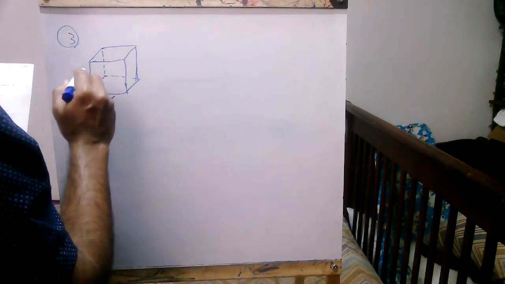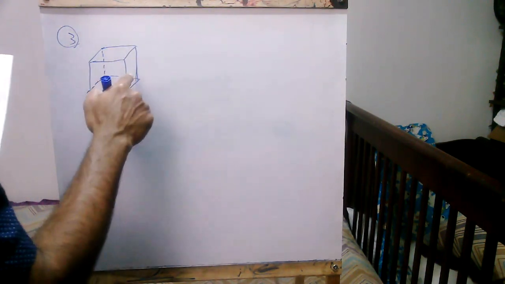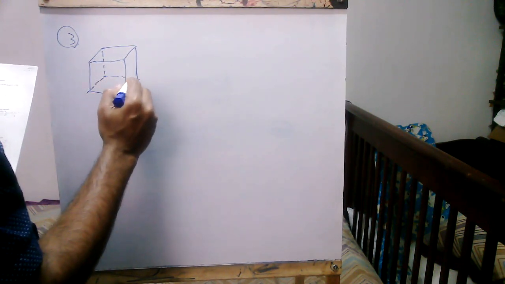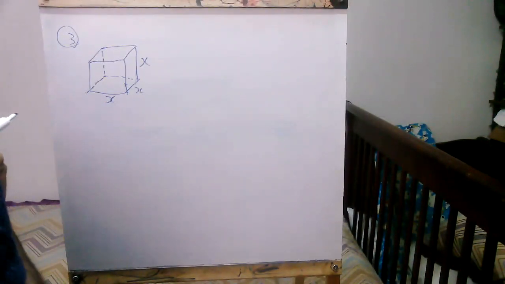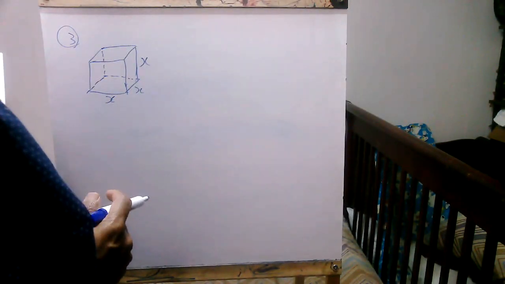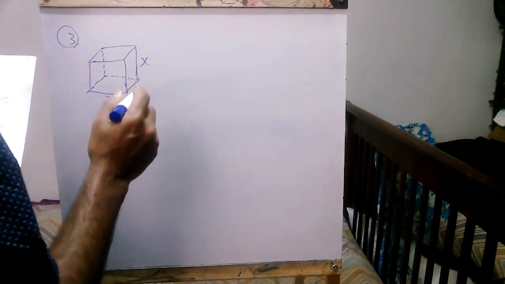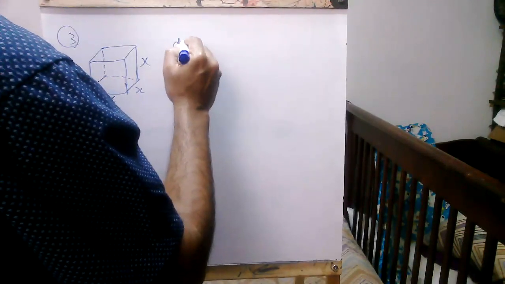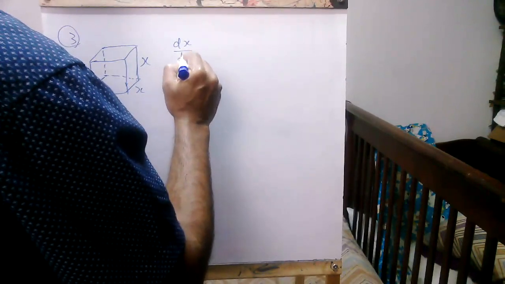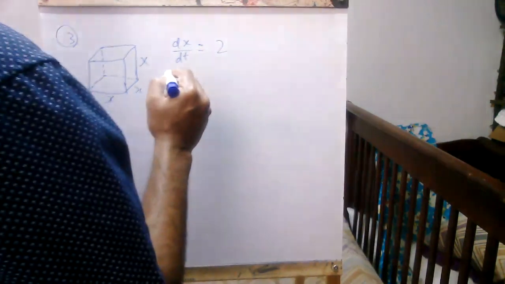This is x. When it says cube, all sides are equal, x and x. This cube is expanding at a constant rate of 2 centimeters per second, therefore dx/dt is given as 2.